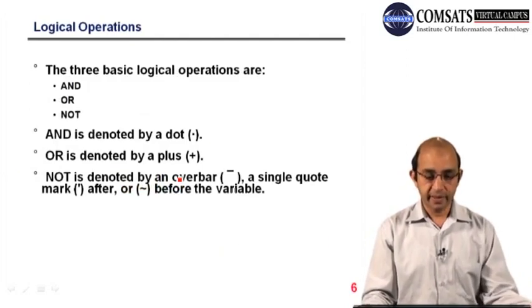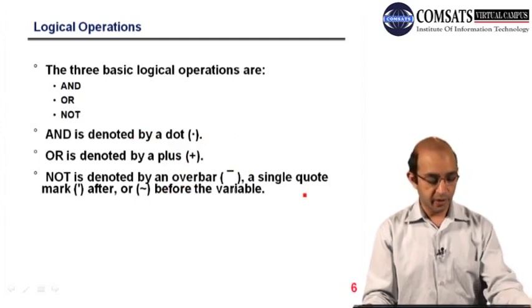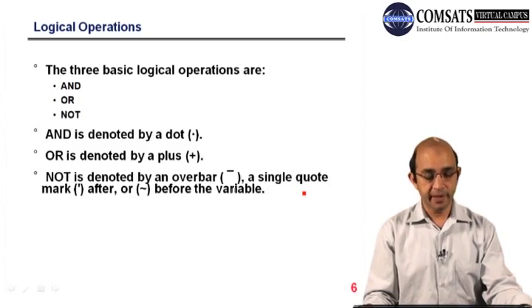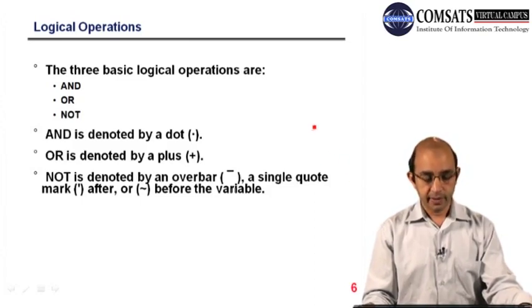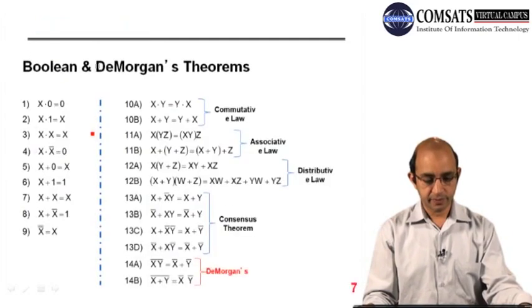Then the basic logical operations within Boolean logic are basically three: AND, OR, NOT. Normally we represent AND by a dot, OR by a plus sign, and NOT by a complement. These are the basic building blocks for the logical operations. All other logical operations will be built from AND, OR, NOT. So this is the whole story.